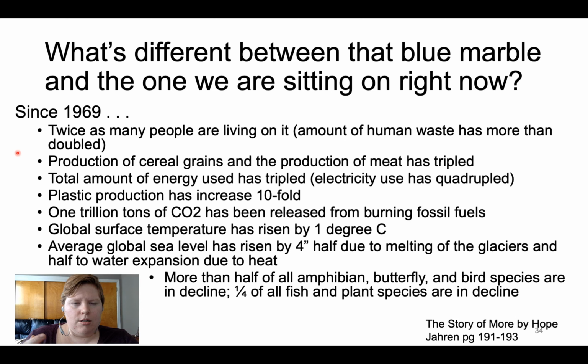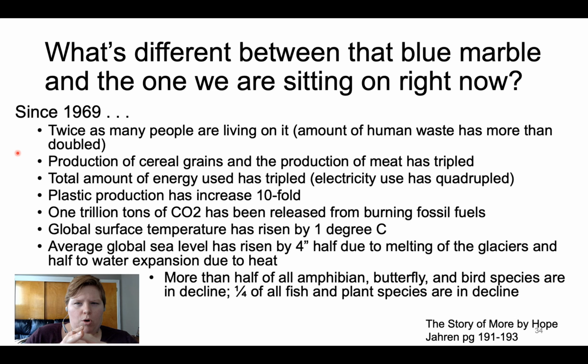Our global surface temperature has risen by 1 degree Celsius, which might not seem like a lot, but we'll get into that in a minute. Our global sea level has risen by 4 inches. 2 of those inches are because the water is expanding when it gets hot, and 2 of those inches are because of the melting of the glaciers at the poles.